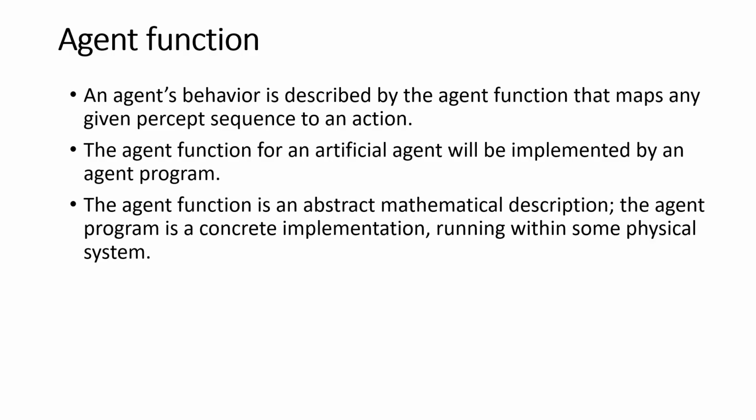And one agent function can be implemented by many different programs. So the agent function for an artificial agent will be implemented by an agent program. So we can simply say that the agent function is an abstract mathematical description and the agent program is a concrete implementation running within some physical system.